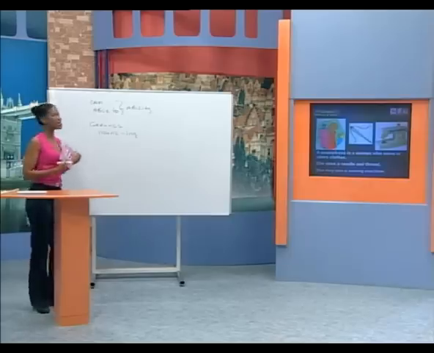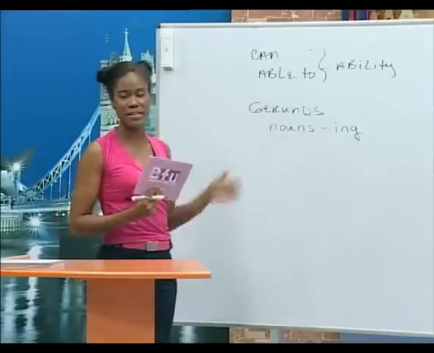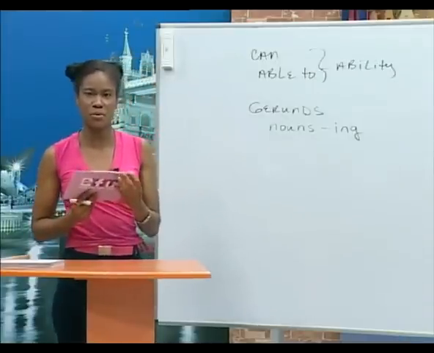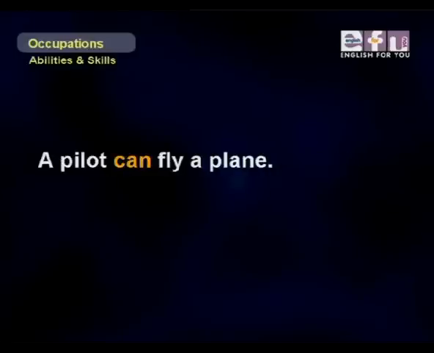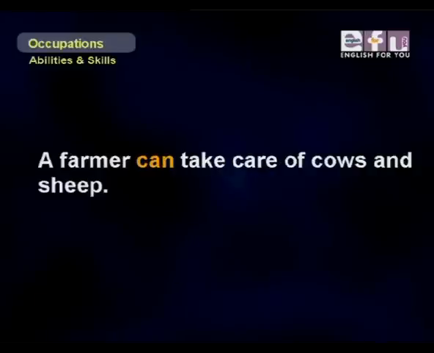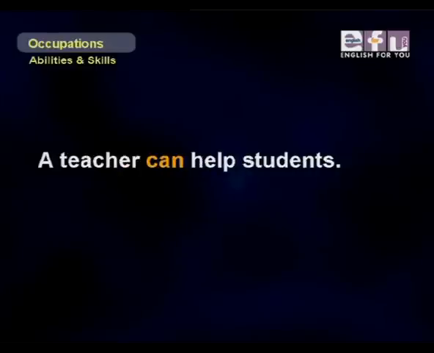Now let's begin with can for ability. Take a look at some more examples. A carpenter can build a house. A pilot can fly a plane. A farmer can take care of cows and sheep. A teacher can help students.